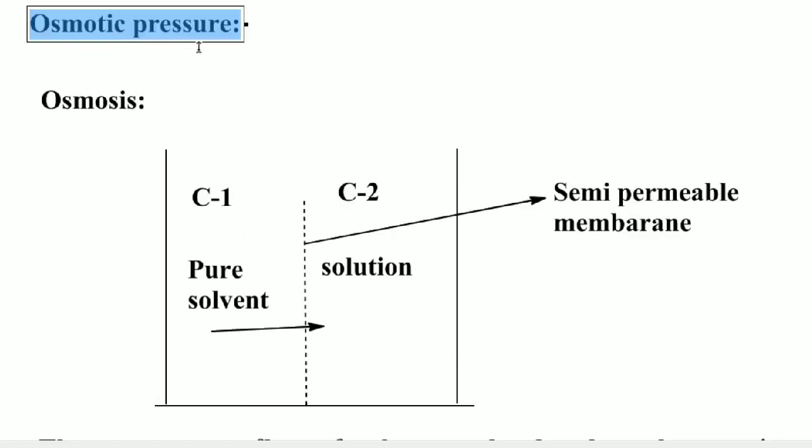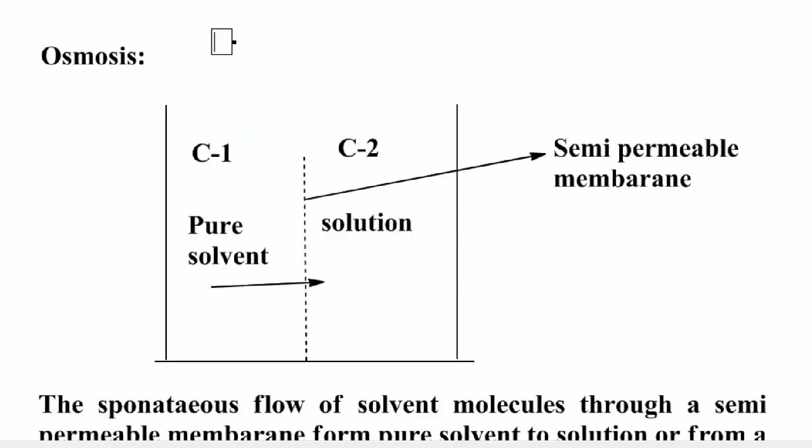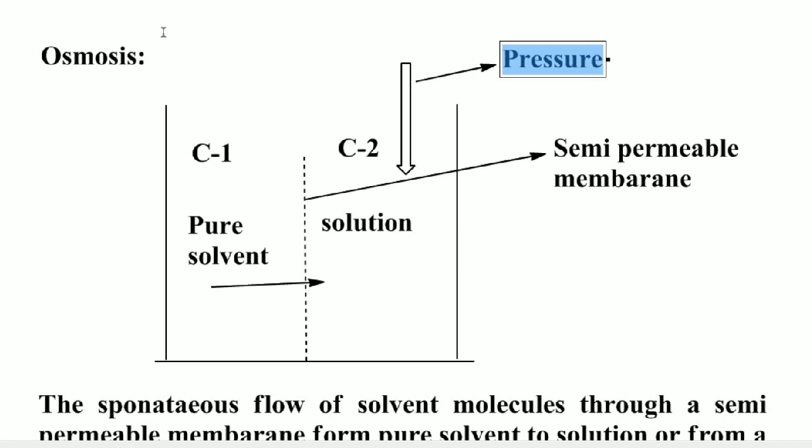So students, now we can discuss osmotic pressure. Whenever the solvent molecules flow from pure solvent to the solution, a hydrostatic pressure is generated in the solution compartment, the concentrated solution, which just stops the osmosis.